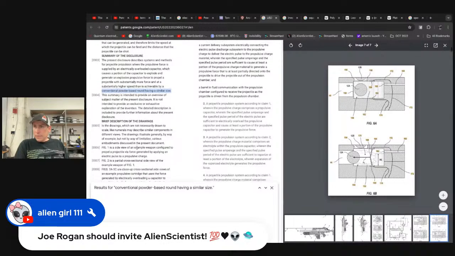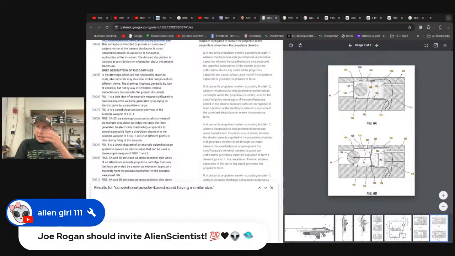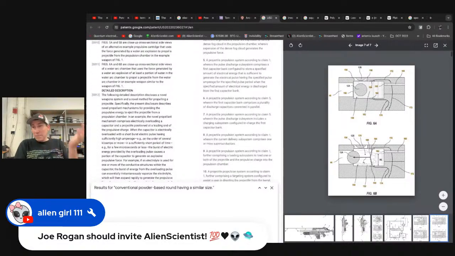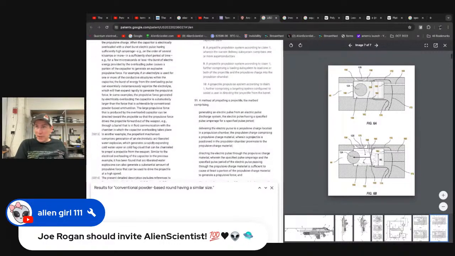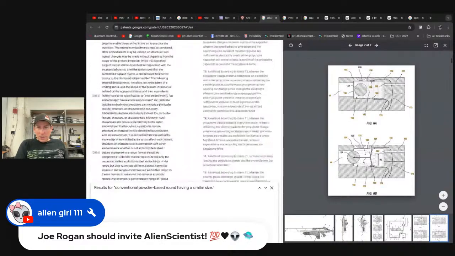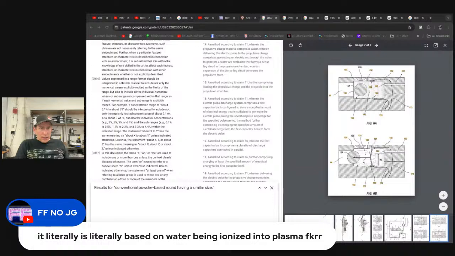So not sure what the detonation velocity is of a blown up capacitor or these things. I'd like some physical specs. What's the muzzle velocity? Yeah, there's a lot of questions I'd have about this technology, and this is literally based on water being ionized into plasma. Yeah. So some of that stuff's interesting.